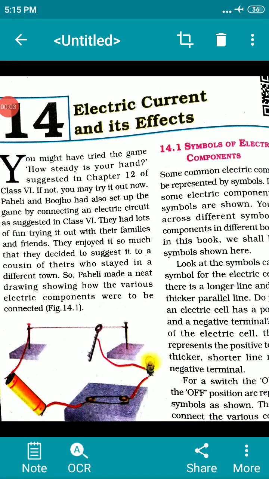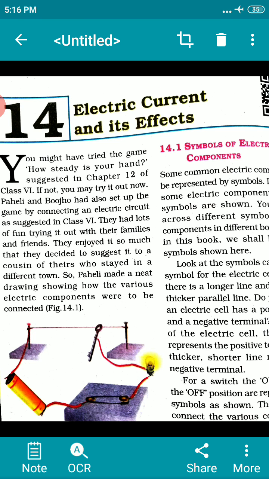Hi children, today we are going to study about electric current and its effects. You had studied in 6th standard the electric circuit, the closed circuit and the open circuit, and the things required to make a circuit. What are the things required to make a circuit, children? Cell or a battery, wire, bulb, switch, etc.